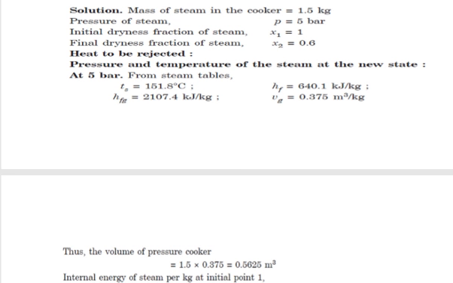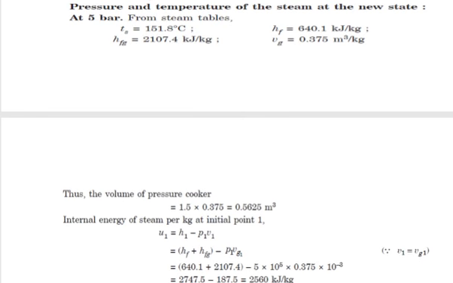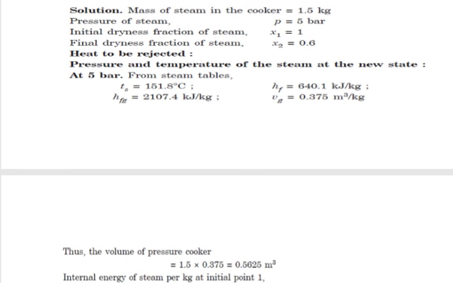That means in this case there is no discussion about the dryness fraction initially. Therefore you have to consider it as dry steam, and then for the final condition consider 0.6. The heat to be rejected, and the pressure and temperature of steam at the new state. You have to consider 5 bar. Again go to the steam table and find the values: saturation temperature, hf, hfg, vg.